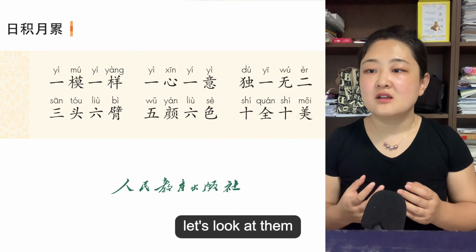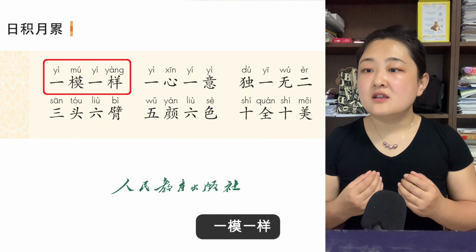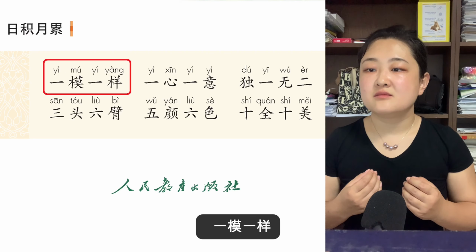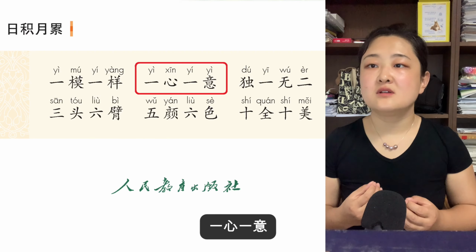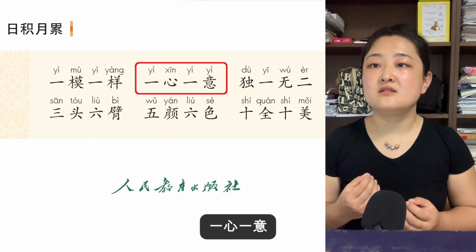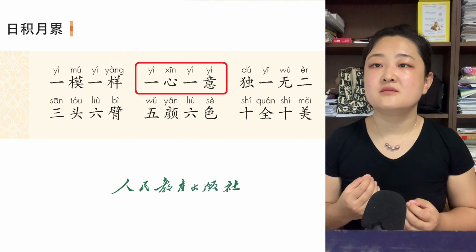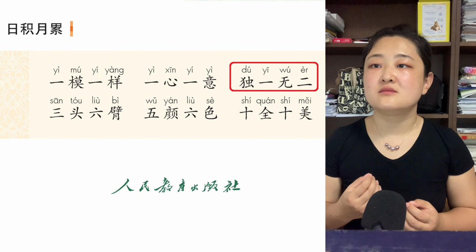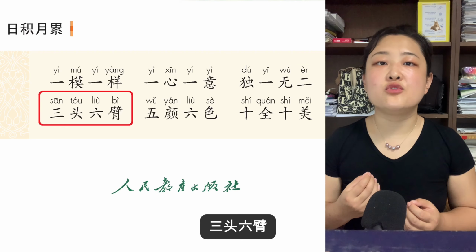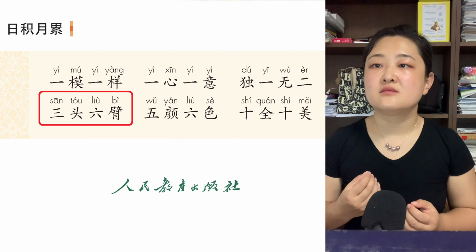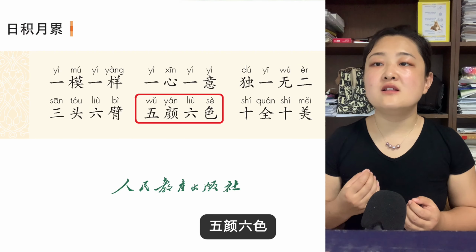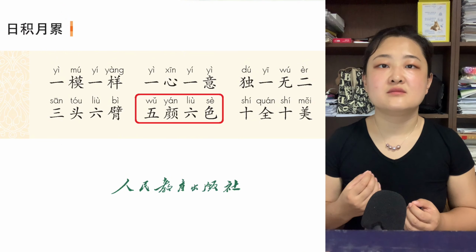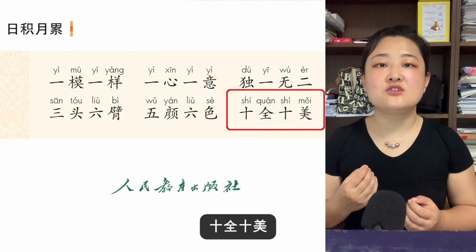Let's look at them. Repeat after me. 一模一样. 一心一意. 独一无二. 三头六臂. 五颜六色. 十全十美.